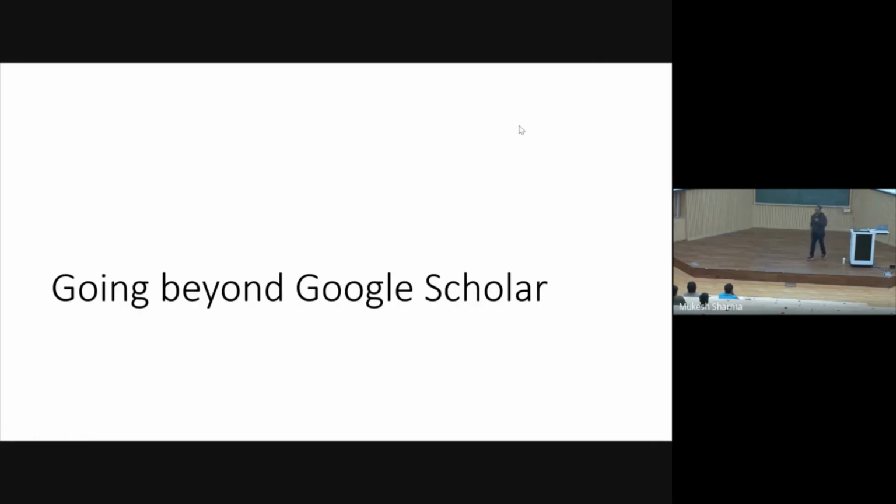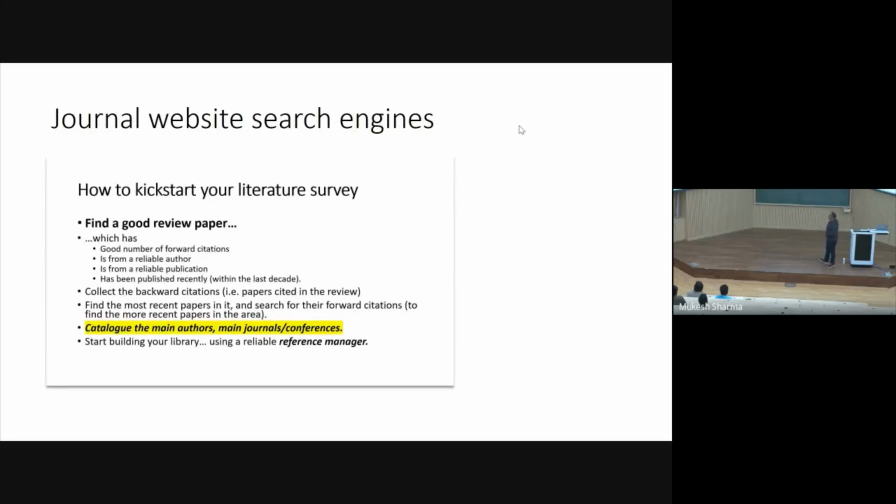Now let's go beyond Google Scholar. Journal website search engines again. The reason why I highlighted this here, catalog the main authors, main journals and conferences, is that you don't have to rely on Google Scholar. Say for some reason Google Scholar breaks down one day. Your research can't stop, right? So what is the other alternative? You directly go to the journal website itself.